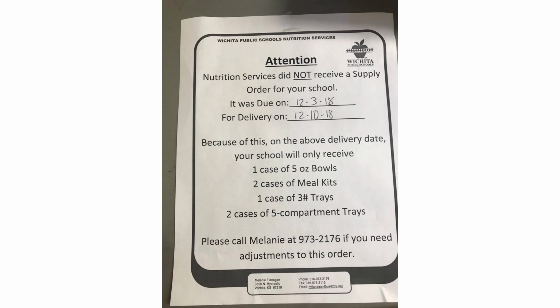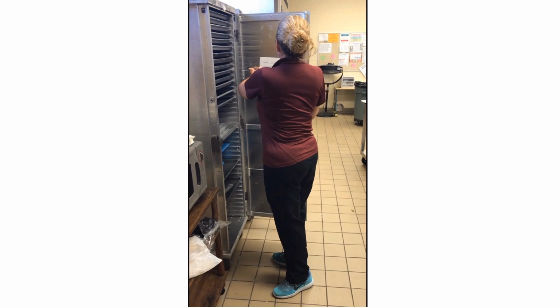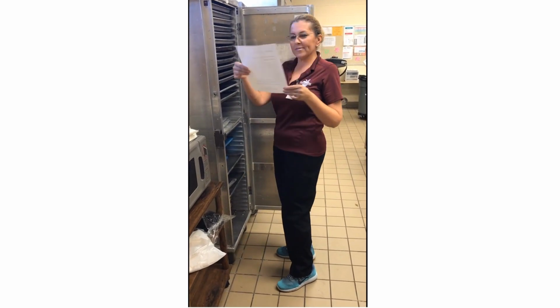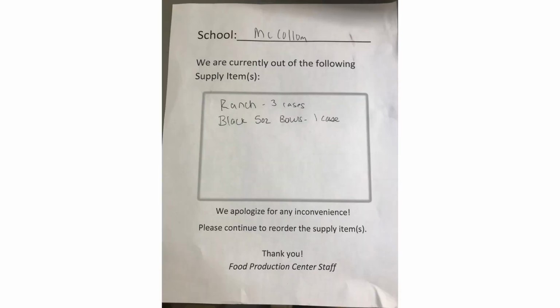clerk can assist you. If a school runs short on supplies due to an error on their part, the school may have to come to the Food Production Center to get the needed supplies. If the Food Production Center warehouse was out of stock on a supply ordered by the school, the school will be notified by a flyer in the cold cabinet. A flyer will be sent to notify schools of the outage until the supply is back in stock. Schools will continue to reorder the out-of-stock supply.